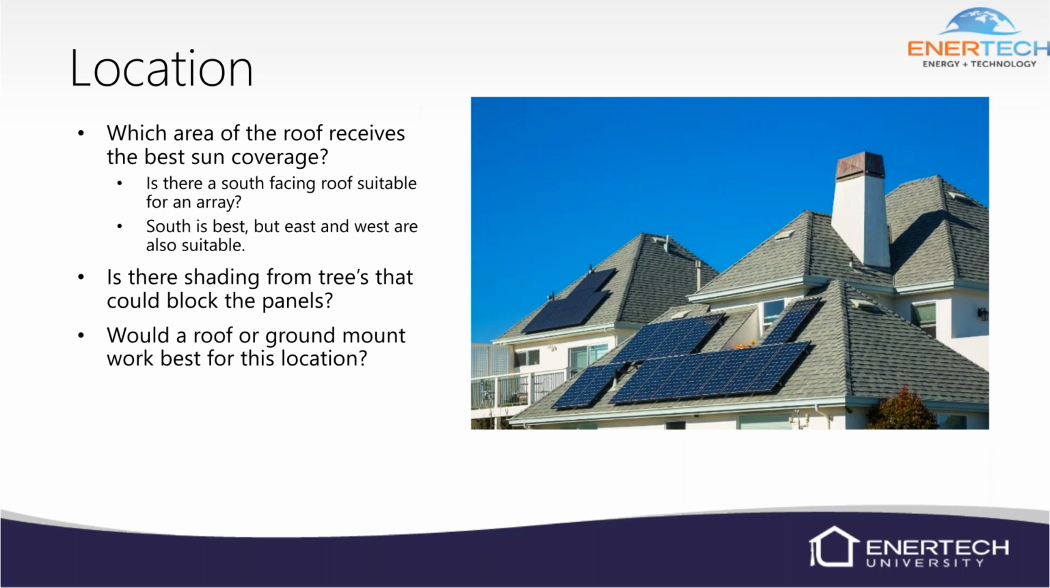So location: which area of the roof receives the best sun coverage. Obviously, we're not going to put any solar panels on the north-facing roof line or on the ground, as we're not going to get any sun on that side. If there's a south-facing roof suitable for an array, that's going to be the best. East and west are also suitable and will work. And then again, would a roof or a ground mount be your best location?